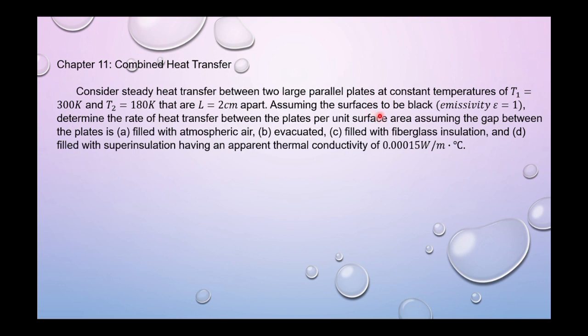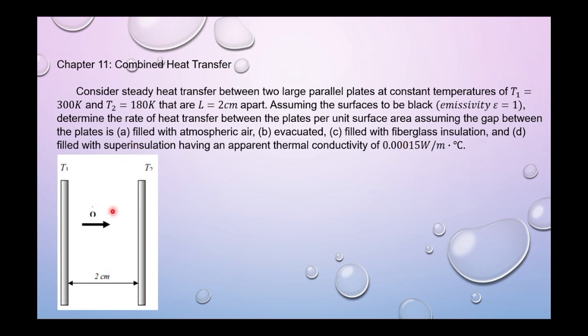Assuming the surfaces to be black, emissivity ε = 1. Determine the rate of heat transfer between the plates per unit surface area, assuming the gap between the plates is A. Filled with atmospheric air, B. Evacuated, C. Filled with fiberglass insulation, and D. Filled with super insulation having an apparent thermal conductivity of 0.0015 watts per meter degree Celsius. So this is the figure in this problem.